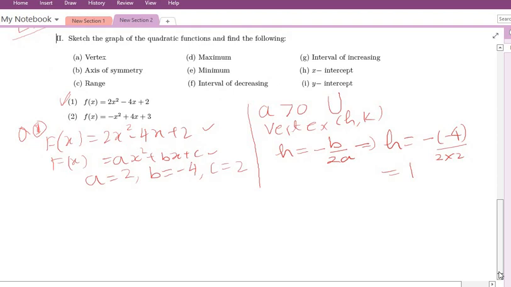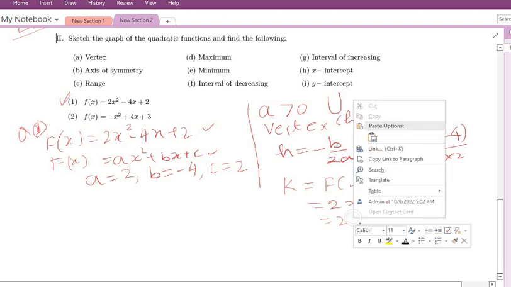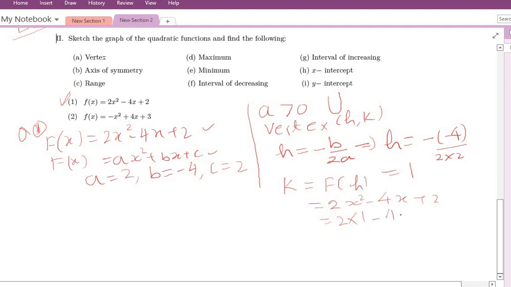Similarly, we can write k. k is equal to f of h. f of h means the function f(x), which is given as 2x square minus 4x plus 2. What you have to do is replace h equal to 1. f of h, h is equal to 1, so 2 minus 4 multiplied by 1 plus 2. So it is coming 2 minus 4 plus 2. Plus 2 plus 2 is 4, minus 4, that means 0.